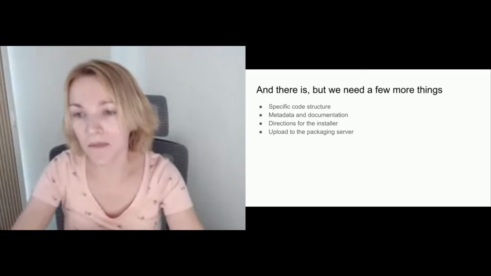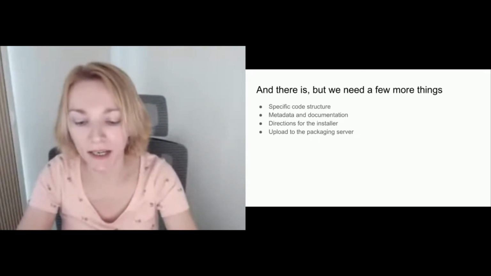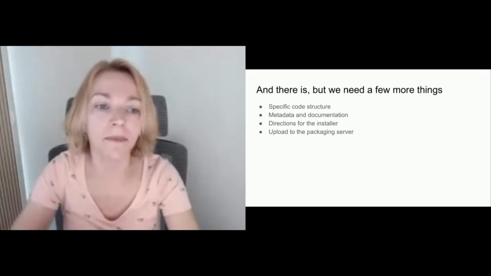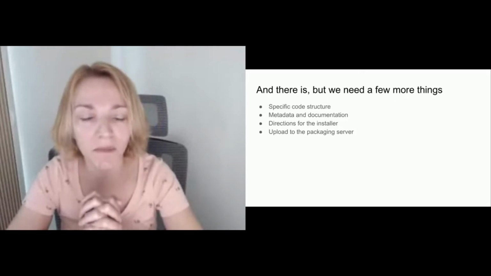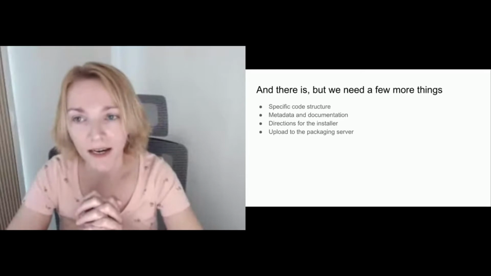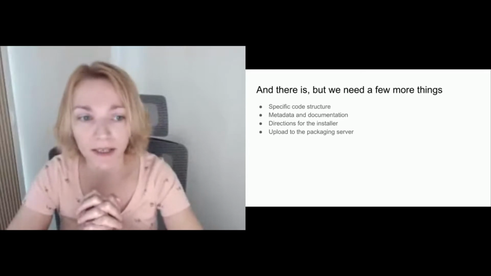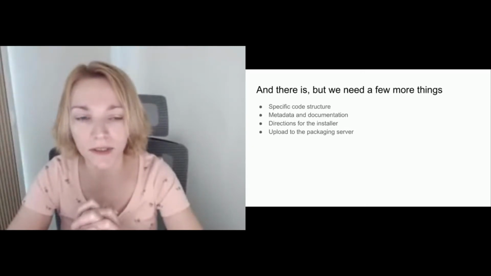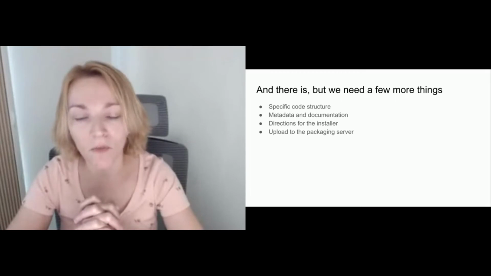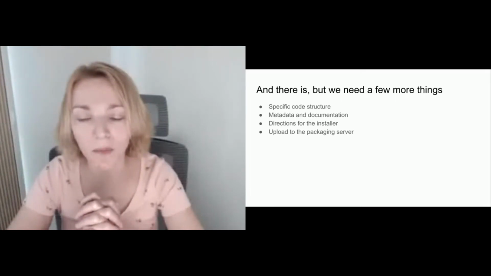First of all, a Python package has to be in a specific code structure, has to conform to a specific code structure. Then you have to add a little bit of documentation and metadata, some directions for the installer tool, and then the upload to the packaging server. So your distribution needs to be uploaded to the centralized repository of Python packages. This is called PyPI.